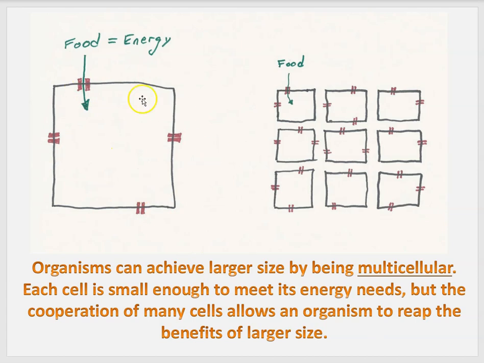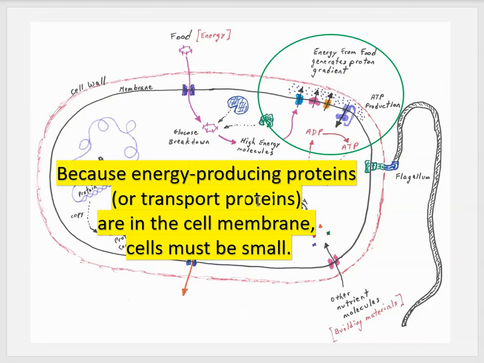So each individual cell has a size limit, right? It can't get bigger and bigger and bigger because then it won't be able to import enough energy to meet the energy needs of the growing volume of the cell. But if you can attach multiple cells together, you can have large size being composed of smaller cellular units, many cellular units producing large size. So because energy-producing proteins or transport proteins are in the cell membrane, cells must be small. And this is just a geometrical sort of feature of life on Earth, which is cellular.